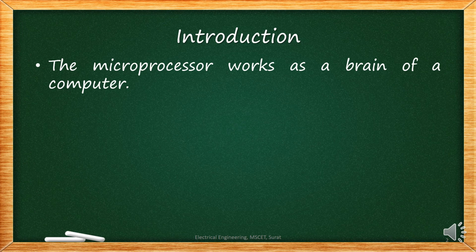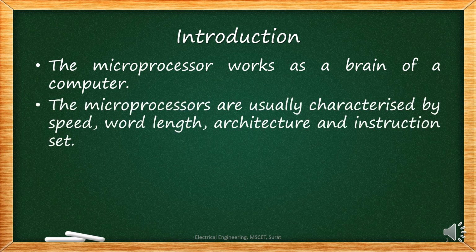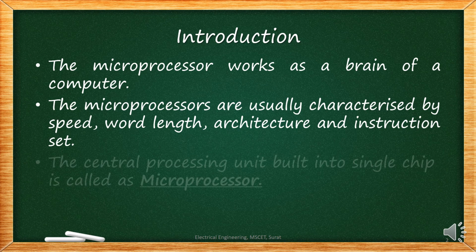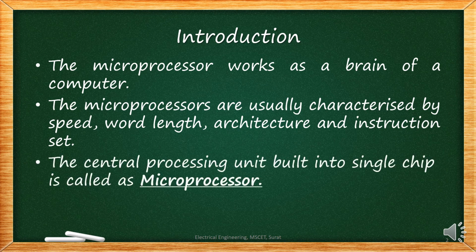Now, how to characterize a microprocessor? How to select a microprocessor? Microprocessors are usually characterized by speed, word length, architecture, and instruction sets. By using these characteristics, you can select your microprocessor for your computer and for your system. Now, what is a microprocessor? A microprocessor is a single chip which is used as a central processing unit. So we can define it as a central processing unit built into a single chip.